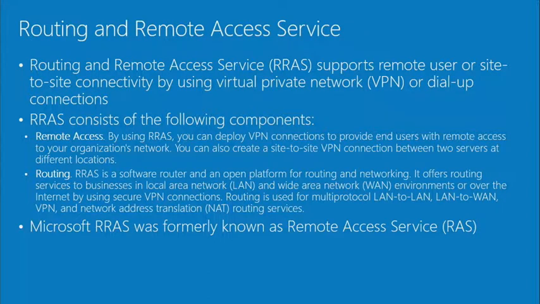Okay, RRAS consists of the following components. Remote access, so allowing the ability to access a remote system. And routing, so basically the ability to, from a local network, connect to a remote network. Turns a Windows server into a router. Correct. And this was formerly known as the Remote Access Server, or RAS. RAS is a well-known acronym that's still used pretty readily. People still call it RAS, even though it's Routing and Remote Access Service.